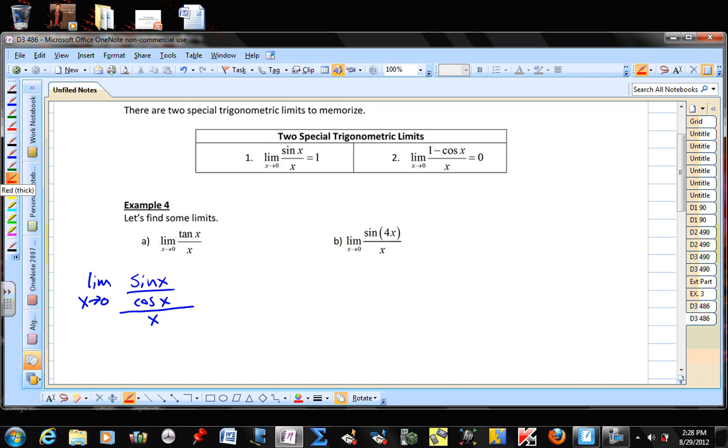Now we have a fraction inside of a fraction, a complex fraction. Let's make this denominator look like a fraction. And now we remember that dividing by a fraction is the same as multiplying by its reciprocal. So we can say that this is the limit as x approaches 0 of sine of x over cosine of x times 1 over x.